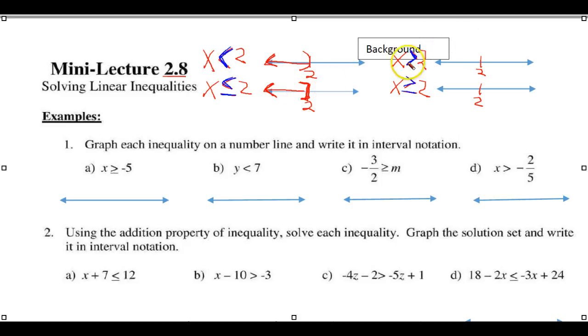All right, more background. X is greater than 2. Is 2 in the set? No, but it's greater. It's going this way. So we use a parenthesis going this way, and then darken the arrow. X is greater than or equal to 2. Is 2 in the set? And the answer is yes. So we use a bracket, again, facing right, and like so.